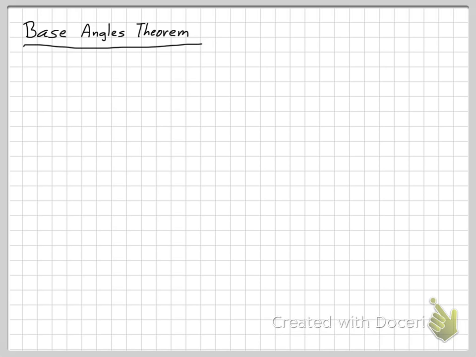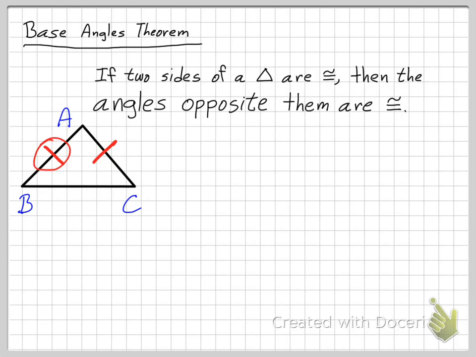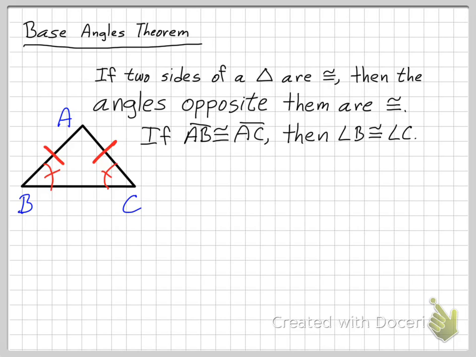The base angles theorem states that if two sides of a triangle are congruent, then the angles opposite them are congruent. So in this example, if we have line segment AB congruent to line segment AC, as shown with the two tick marks, then it automatically follows, according to the base angles theorem, that angle B will be congruent to angle C. If line segment AB is congruent to line segment AC, then angle B is congruent to angle C.